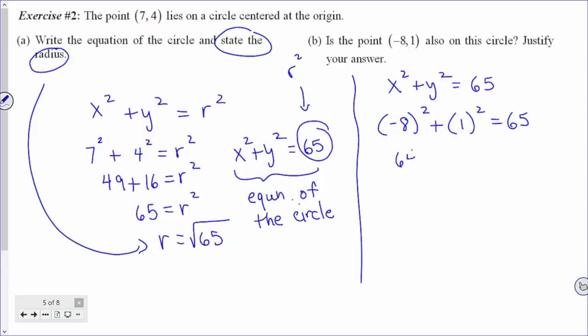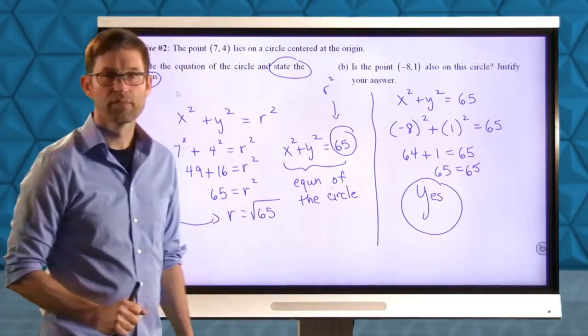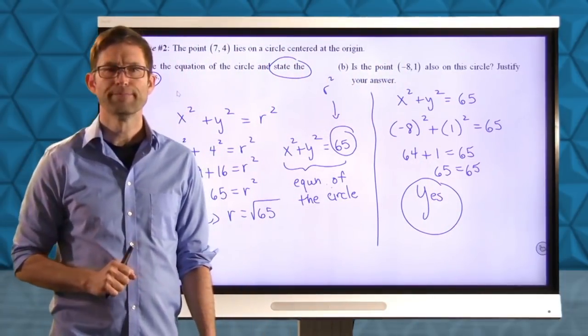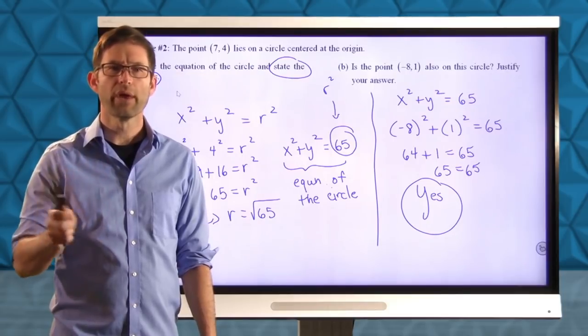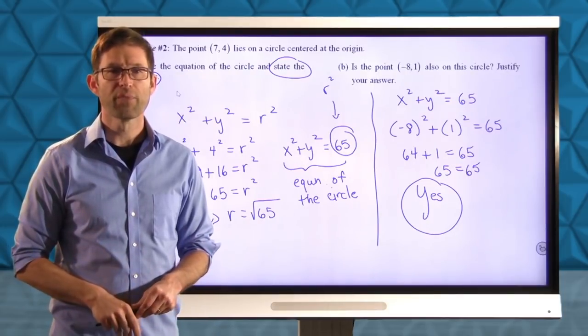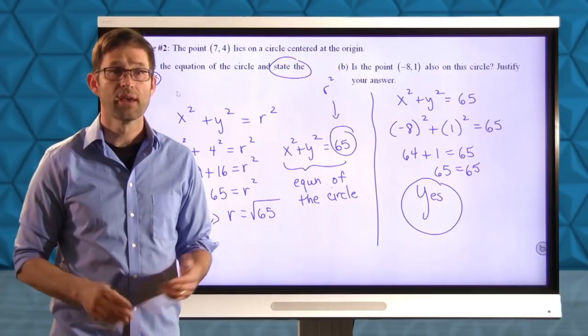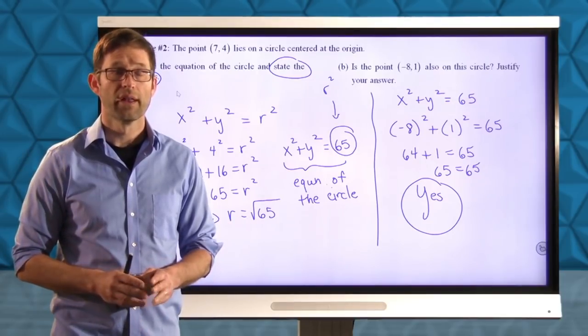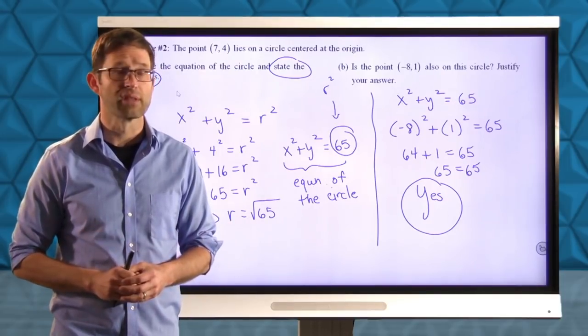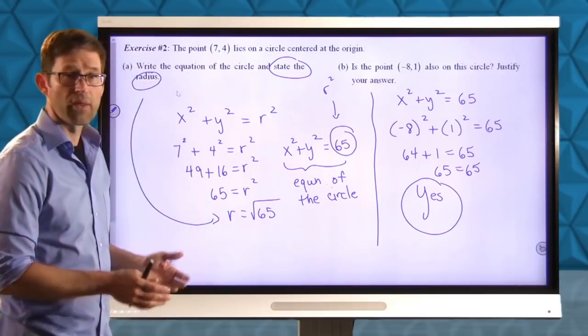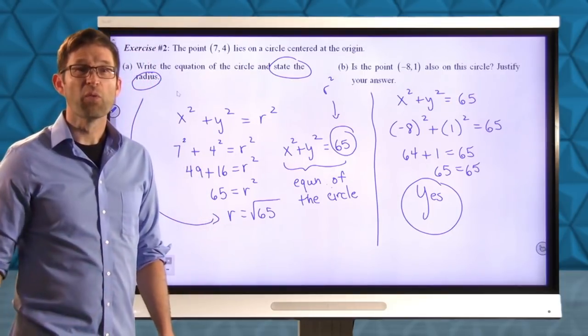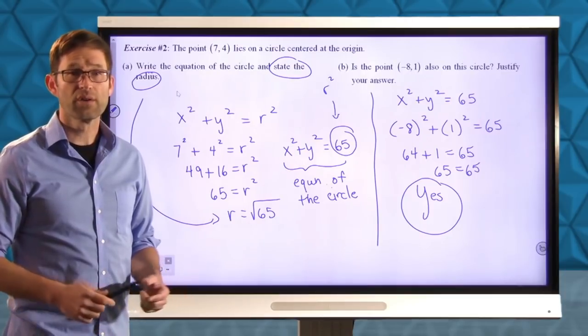-8 squared is 64, 1 squared is 1, and 65 equals 65. So the answer is a resounding yes. Absolutely. Right? If the point makes the equation true, it lies on the graph, and if the point makes the equation false, it doesn't. All right, never forget that truth about graphing. It's very important. All right, let me step out of the way, give you a moment, then we will move on to start to examine circles that aren't centered at the origin.